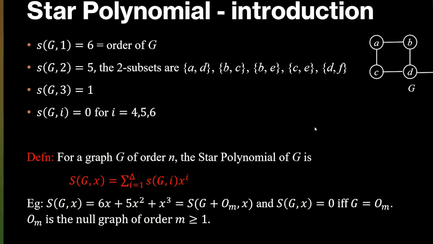So now we can define what we call the star polynomial, similar to how we define the domination polynomial. It is S_G(x), which is the sum of s(G,i) times x to the power i. From what we have computed just now, you can easily see that for this graph G, S_G(x) is 6x plus 5x squared plus x cubed. And if we add as many isolated vertices as possible to this graph, to get G plus O_n, we still get the same star polynomial.